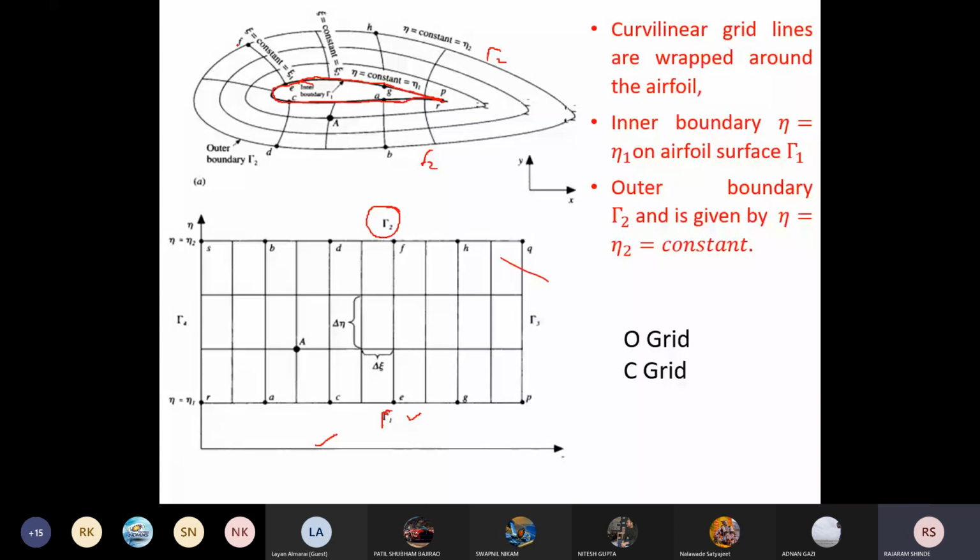Now we can designate a numerical value for xi. For example, along the curve EF, we might designate xi equal to 0.1. Along the curve GH, we might designate xi equal to 0.2. We can designate it, such a grid.